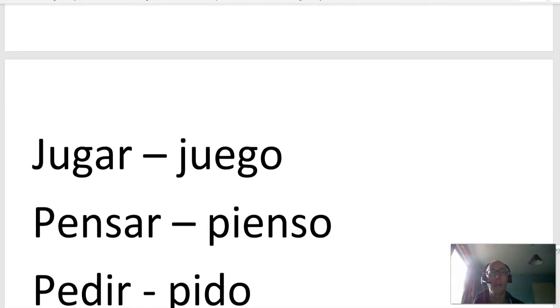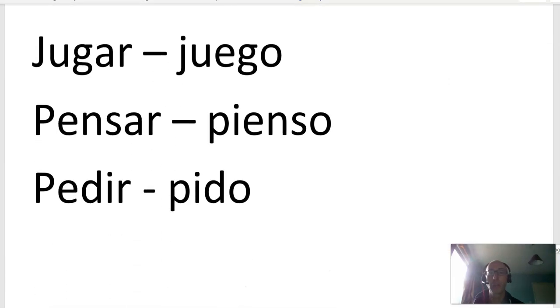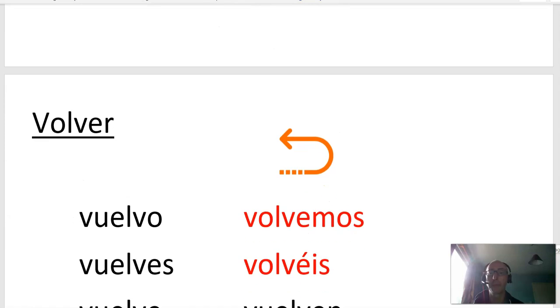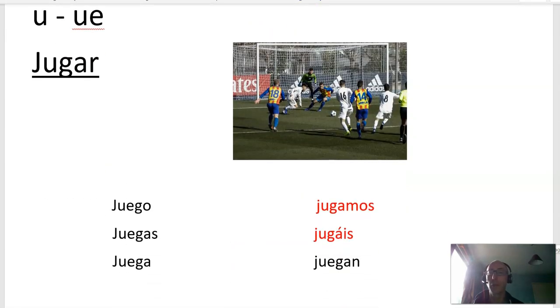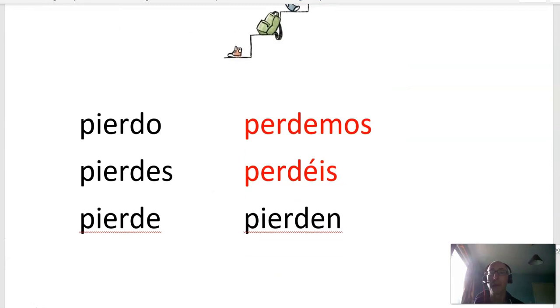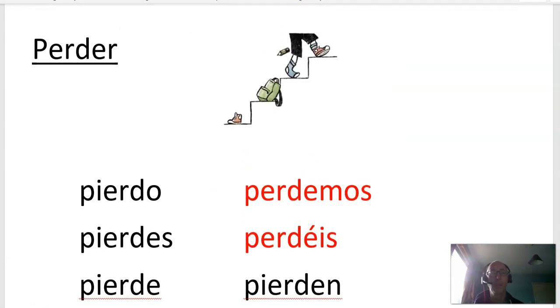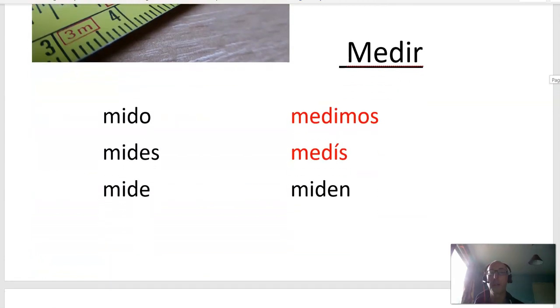Again, just to revise before we go. So we're talking about verbs where the vowel changes when we conjugate them. They're very common. Volver, vuelvo. O changes to UE. Jugar, juego. The U changes to UE. Very common one, perder, pierdo. E changes to IE. And the last type, medir, mido.